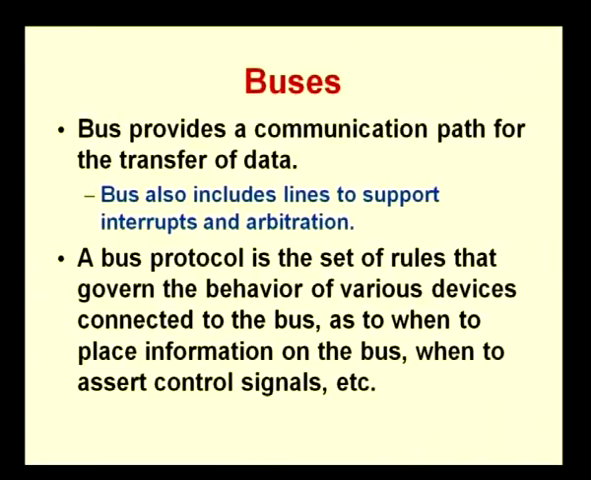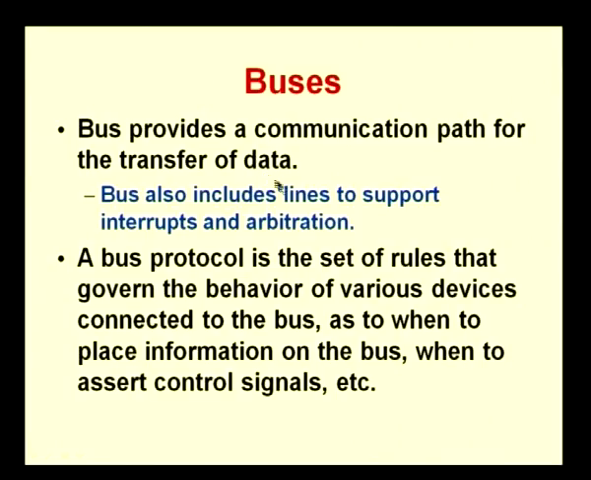So, let us look at the bus in a little more detail. A bus essentially is a communication path for the transfer of data. It also includes lines to support interrupts and arbitration. We will come to what we mean by interrupts and arbitration a little later, but you can look at this as transfer of data along with some control lines. That is one way to understand what a bus is.